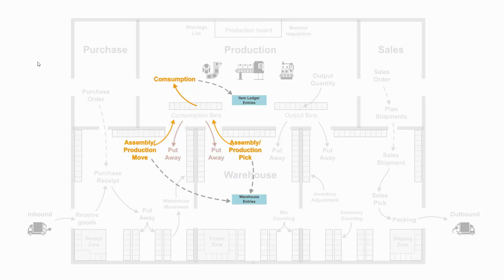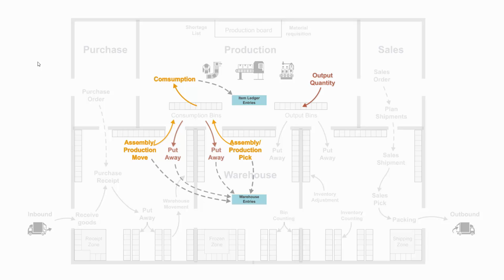This means they could create some kind of a put away document to tell the warehouse people to put the items back in inventory. Or the warehouse people could just make a manual ad hoc movement of the items back into the warehouse. When we post the putaways or the movement, it will create other warehouse entries, of course, that maintain the warehouse quantities of the item in the correct bins.